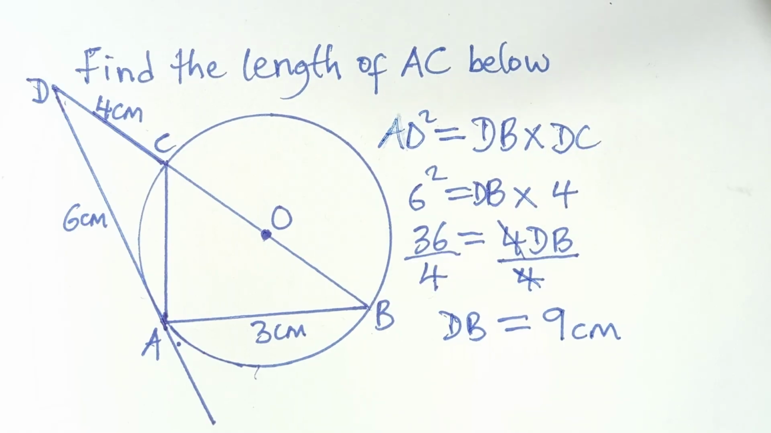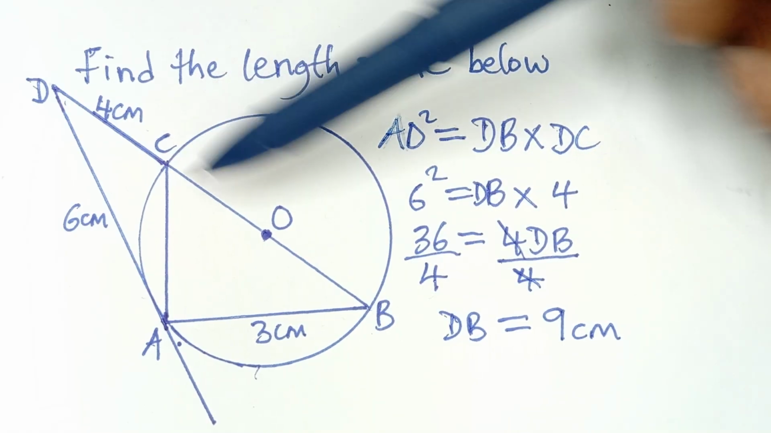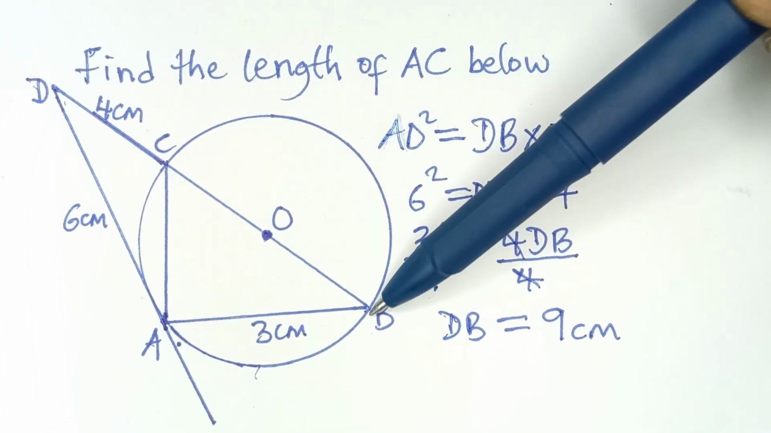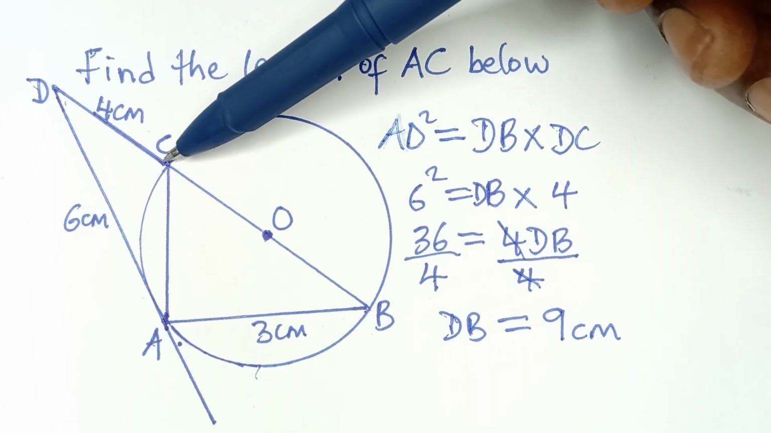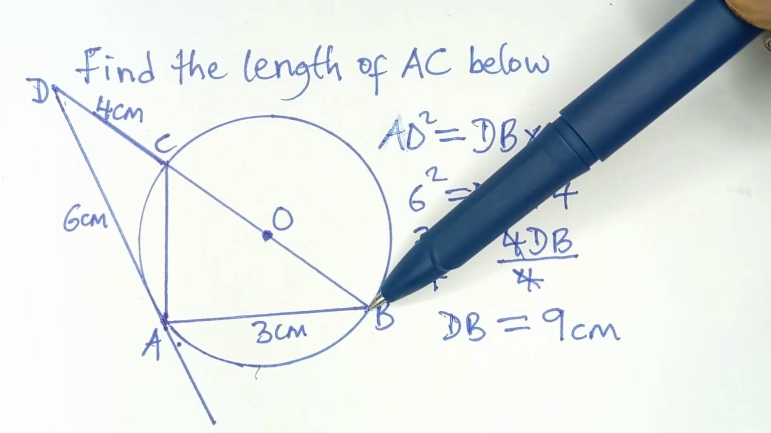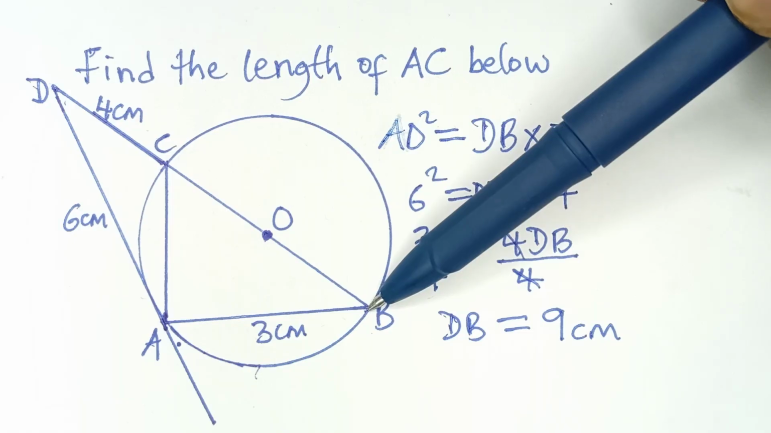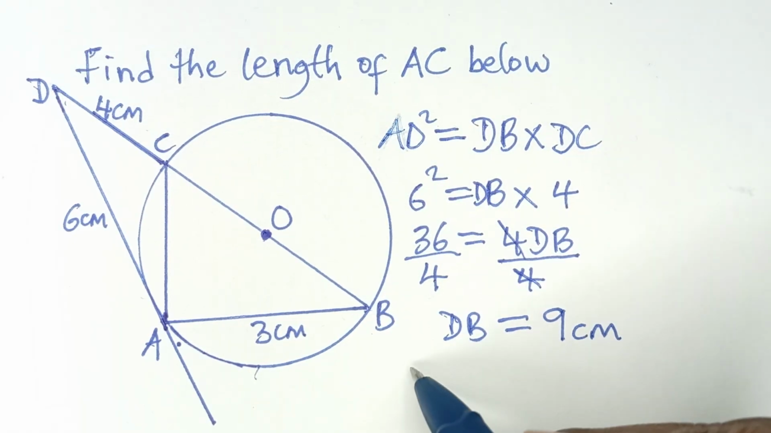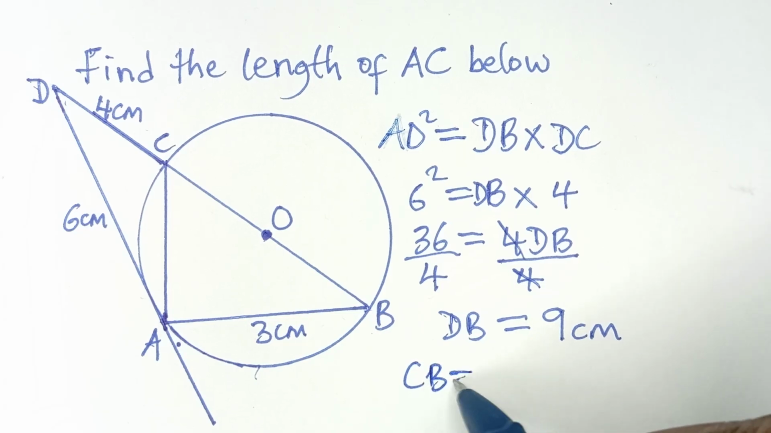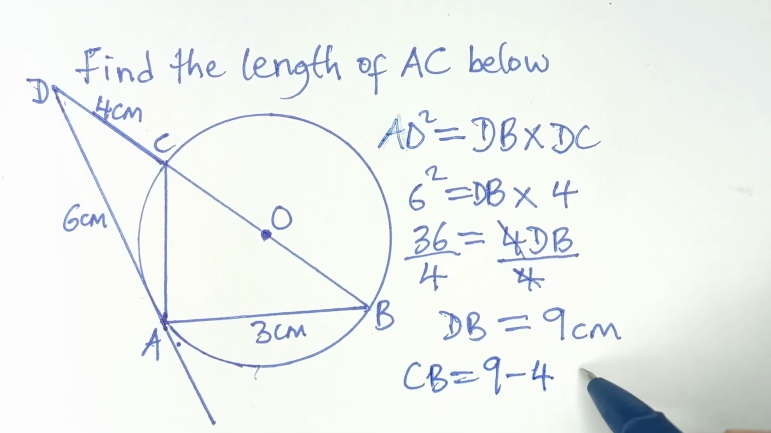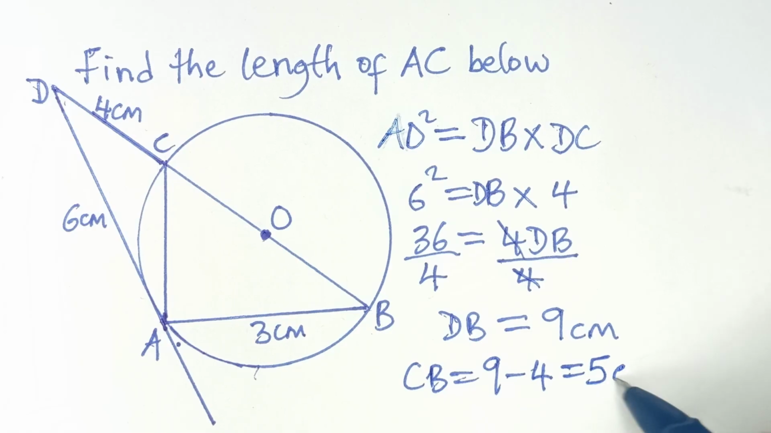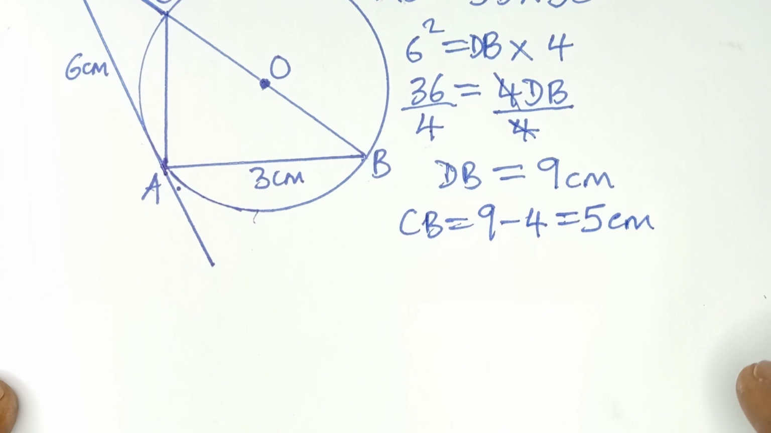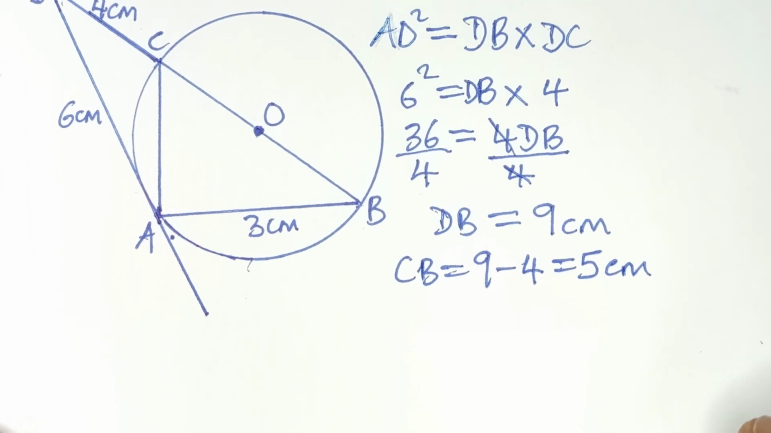Now the question is, how do we get CB? Because if the full length from D to B is 9, and from D to C is 4, this remaining side has to be 9 minus 4, which is 5. So CB will be 5, so that the full length of the line will be 9. So CB is equal to 9 minus 4, which is equal to 5 centimeters.